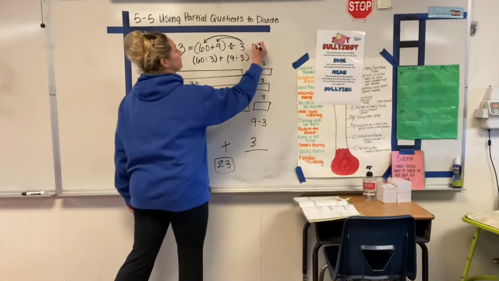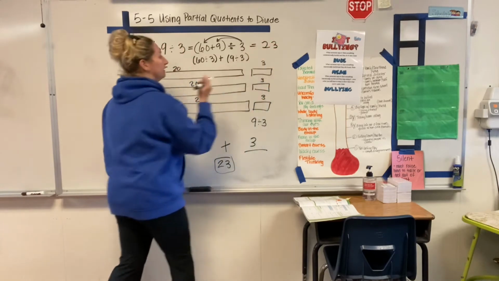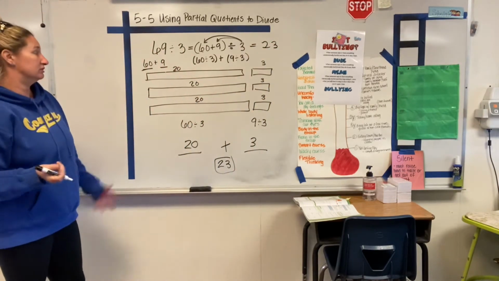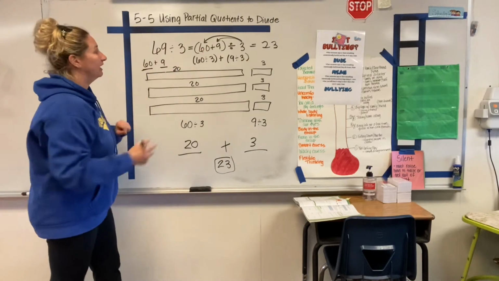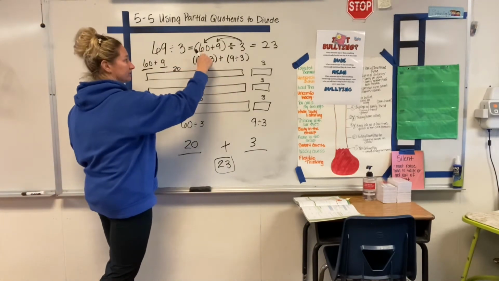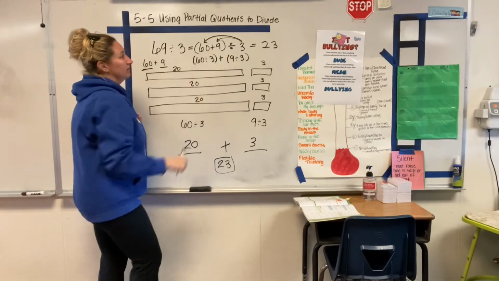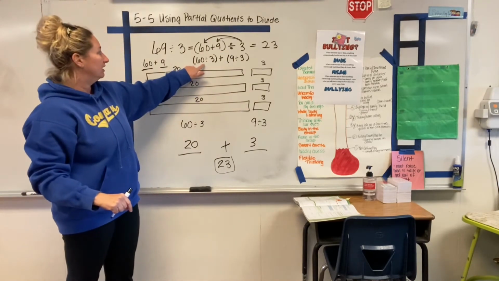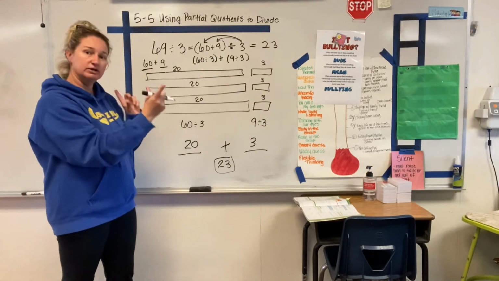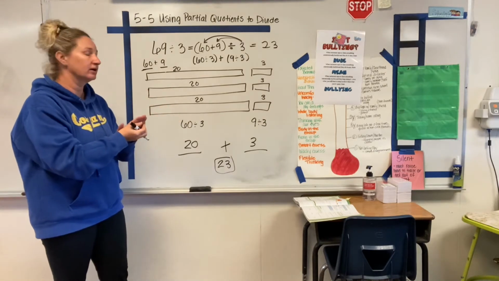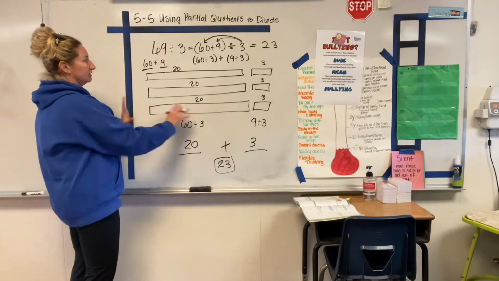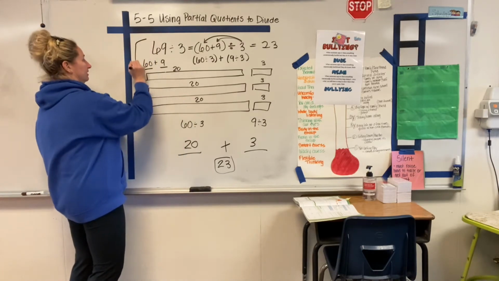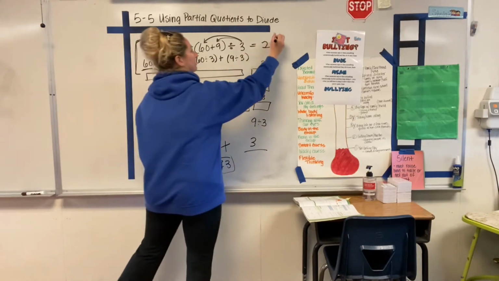So it equals 23. That is using the distributive property, where you had to break apart the 69 and distribute the 3 to the 60 and to the 9 and divide each part separately. You get your 2 partial products and you add them together. So that is another way to do it. Here's the picture for it. This is the math part.